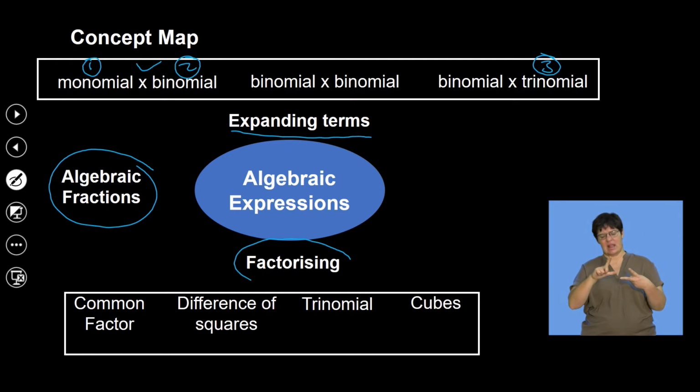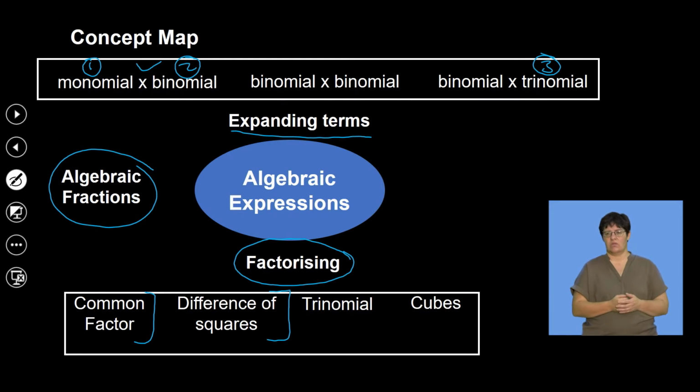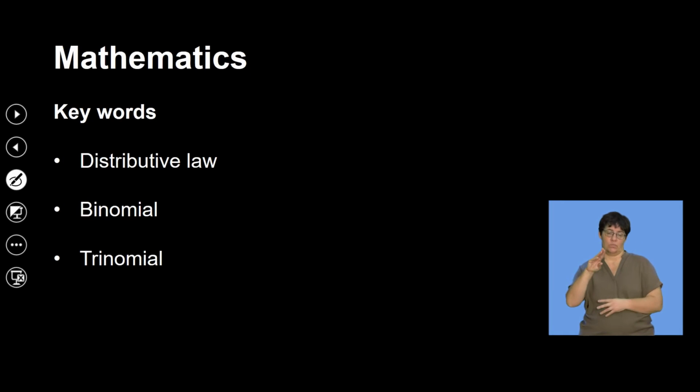Also, lastly we're going to look at some factorizing. Factorizing, we have some different types of them. It's finding a common factor. They normally call it a difference of squares, which is DOTS. And we're also going to factorize a trinomial. Then lastly, we're going to factorize cubes.